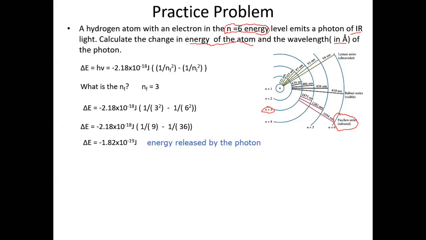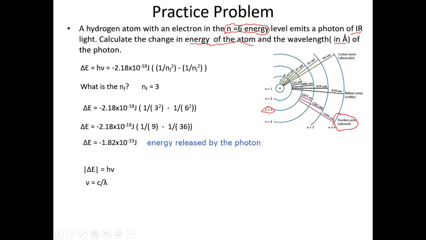Now it wants us to calculate the wavelength. And so for wavelength, we can just take the absolute value of the energy to calculate the wavelength, because you can't have a negative wavelength. So we take the absolute value of E equals h nu.